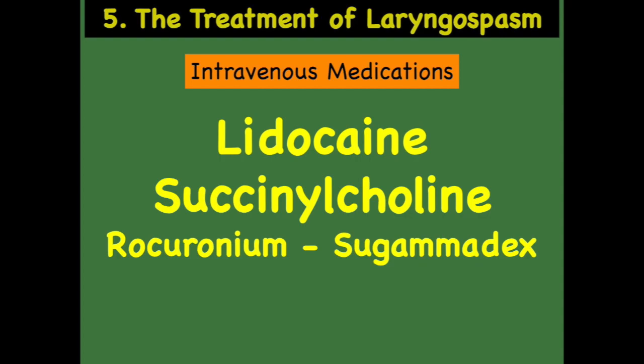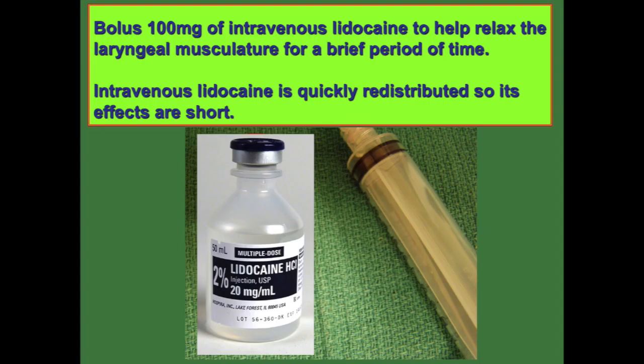Let's talk about some more invasive and more aggressive treatments for laryngospasm. We're going to talk about the use of lidocaine, succinylcholine, and rocuronium and its reversal, sugammadex. In order to break the spasm, after you've used one or two of the other methods, you can use these medications. It's found that 100 milligrams of intravenous lidocaine, this is preservative-free, it's multiple dose, it's not lidocaine from a carpule. So make sure you have this in your emergency drug kit or in your drug kit.